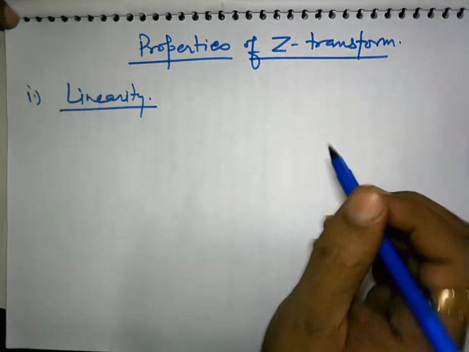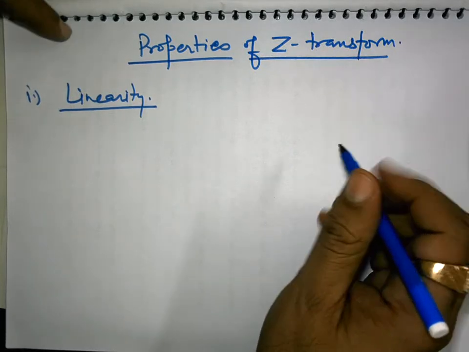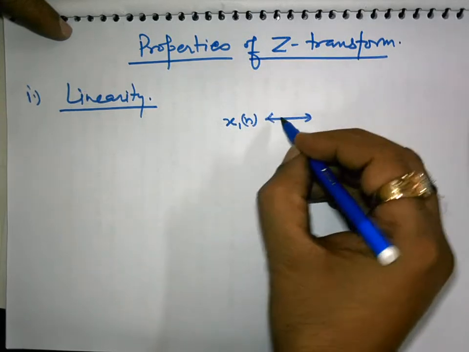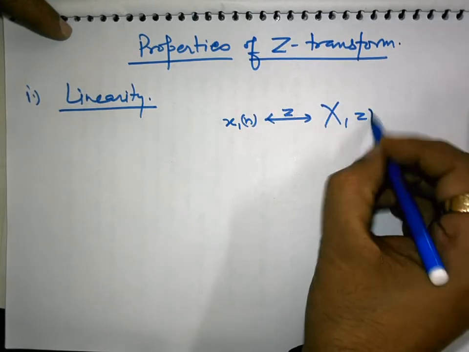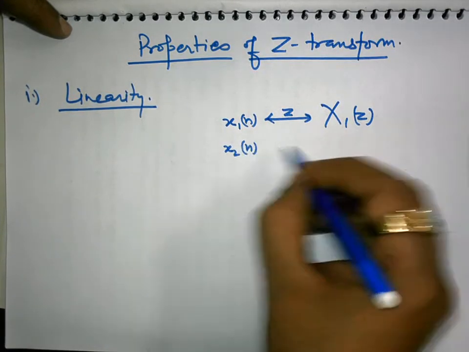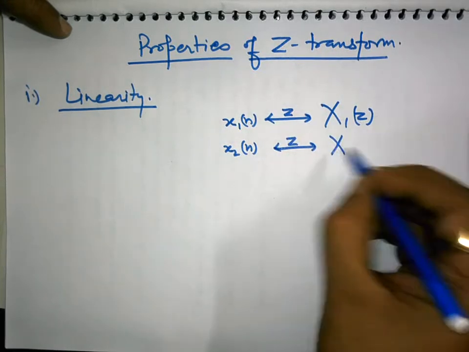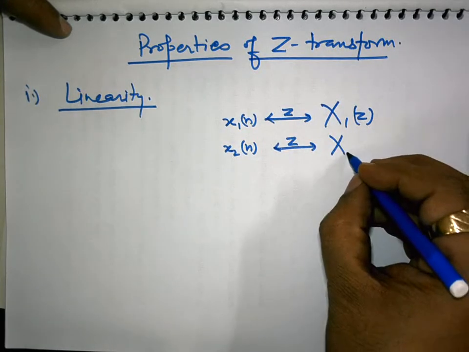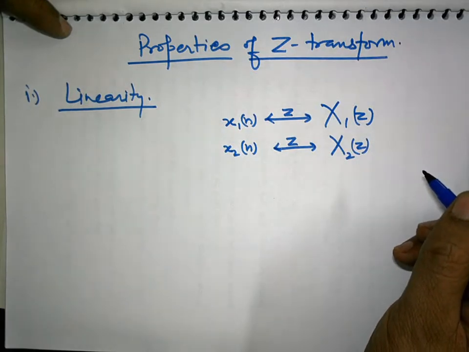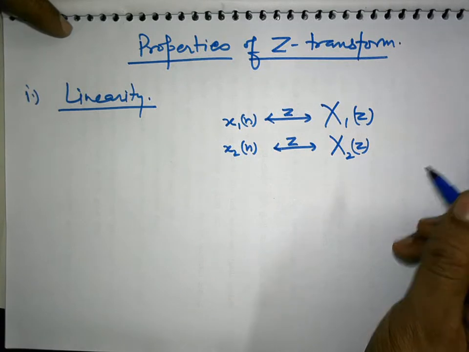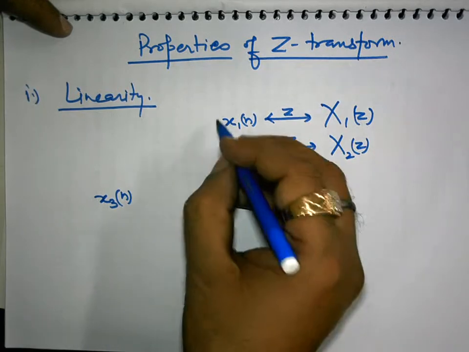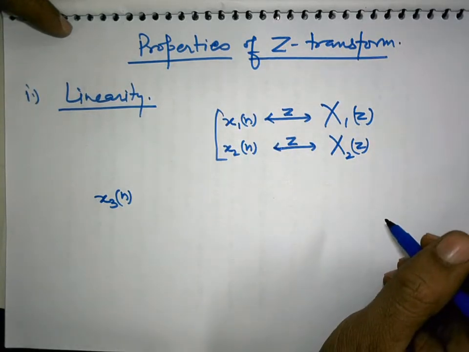linearity property. Linearity property says that if a signal x1n is having Z transform x1z, and suppose another signal x2n is having the identity in transform domain as x2z. Okay. Now suppose if we have a complex signal x3n which can be broken in the form of component of x1n and x2n.